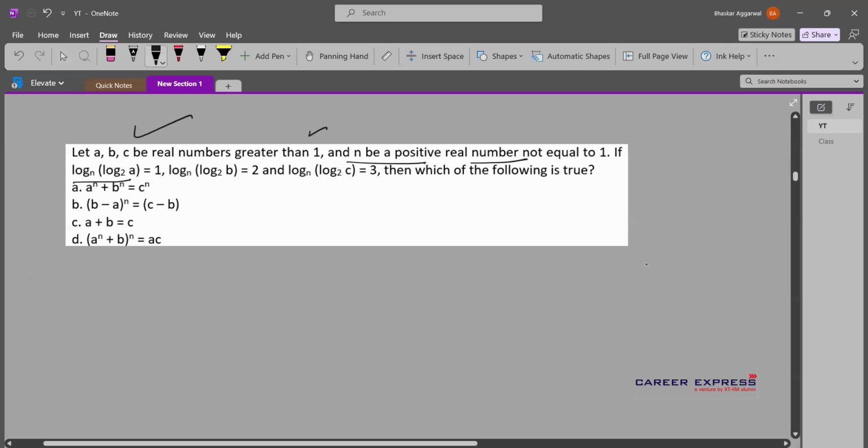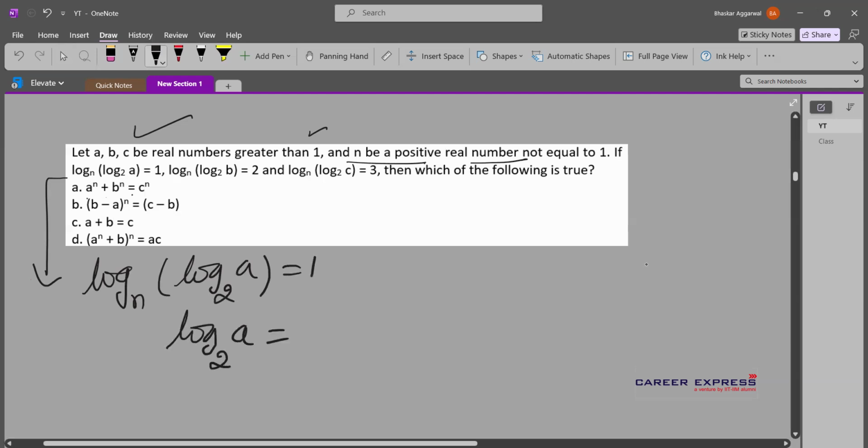If log base n of log base 2 of a is 1, this is 2 and this is 3, then which of the following is true? So we have to check the options basically. And in all the options, we have to use the values of a, b and c. So we will first extract the values of a, b and c from the given conditions. So the first condition is log base n of log base 2 of a equal to 1.